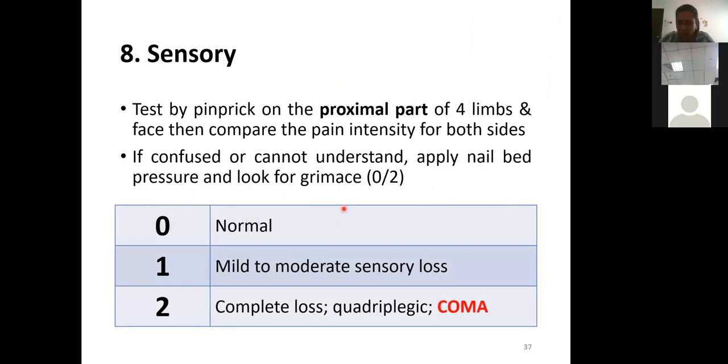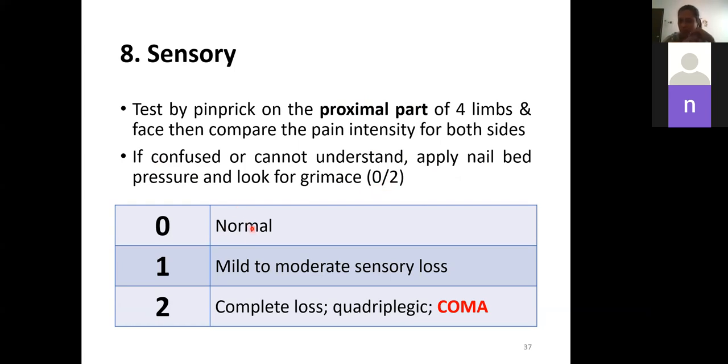For sensory, you test by pinprick on the proximal part of the forelimbs and the face, and then compare the pain intensity for both sides. Only the proximal part, because you try to avoid the distal part because of some neuropathy over the glove and stocking distribution. If the patient is confused or cannot understand, you can apply nail bed pressure to look for grimace. But for this group of patients, you can only score either 0 or 2.